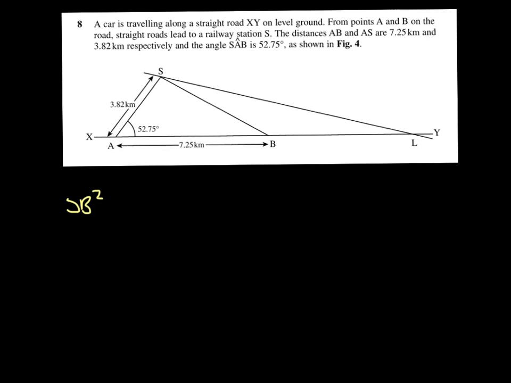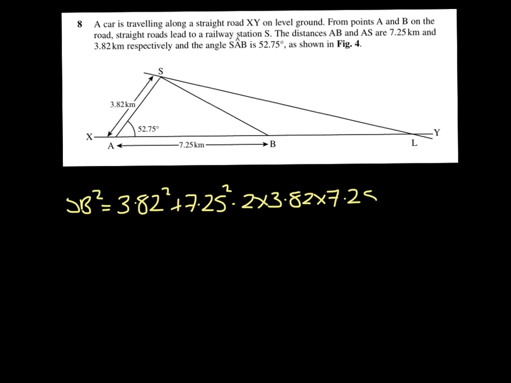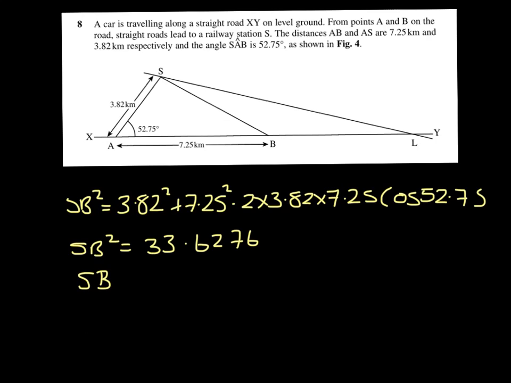So SB squared will equal 3.82 squared plus 7.25 squared minus 2 times 3.82 times 7.25 cosine of 52.75. So SB squared is 33.62766. And if we take the square root of that, we get that SB is 5.798, which to two decimal places is 5.80 kilometres.